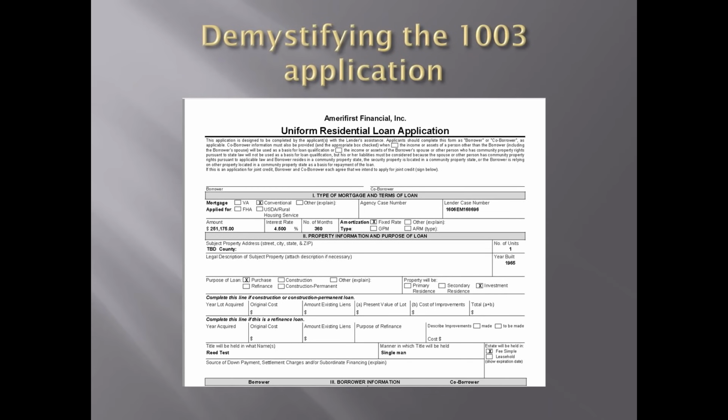Now, first step is demystifying the 1003 application. Any purchase that you do of residential real estate that's 1 to 4 unit in any state is going to have a uniform residential loan application that looks just like this. It's 4 pages long.